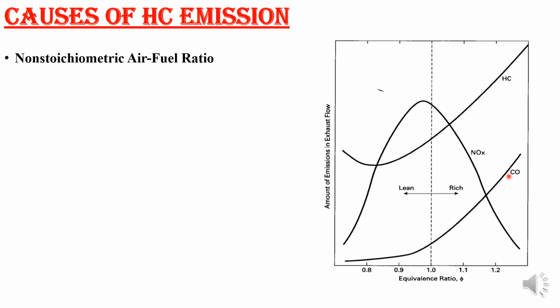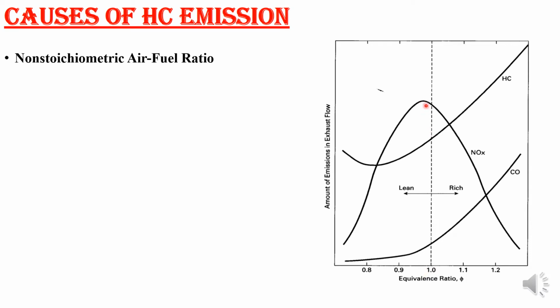Hence, availability of oxygen is very important, so that CO formation will be more if there is non-availability of oxygen. So this is about CO emission. And NOx also, we can find the peak around 0.95. At 0.95 we can find the NOx is more.